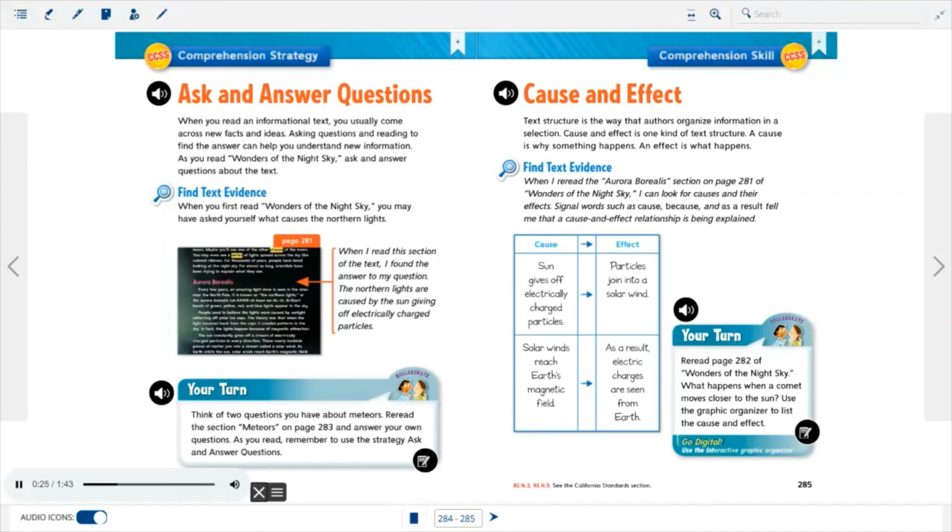Find text evidence. When you first read Wonders of the Night Sky, you may have asked yourself what causes the northern lights. Aurora Borealis. Every few years, an amazing light show is seen in the skies near the North Pole. It is known as the Northern Lights, or the Aurora Borealis.